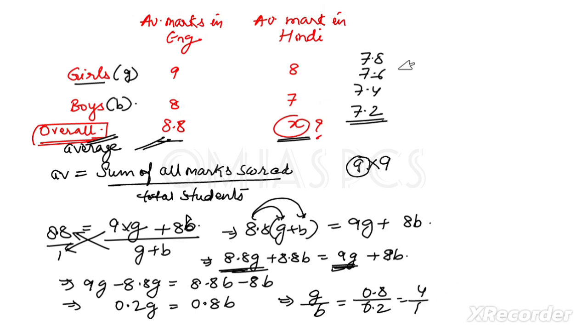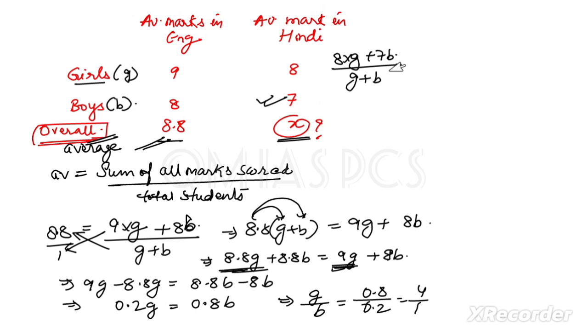Now we have to solve another thing for this condition. Just look at this one. Now what we will do is 8 multiplied by G, that is 8G plus 7B, divided by G plus B. This is our value of X. Whatever we get here is the value of X, that is the average value. Now can we write an equation from this one?